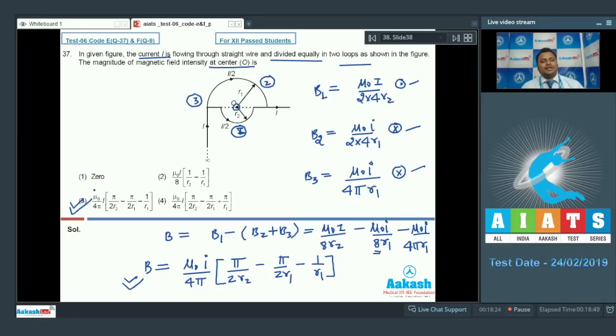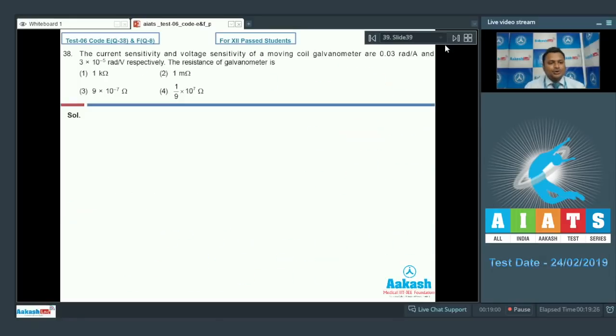Now let us proceed with the next question, that is question number 38. So here is question number 38. The current sensitivity and voltage sensitivity of a moving coil galvanometer are 0.3 radian per ampere and 3 into 10 to the power minus 5 radian per volt respectively. The resistance of the galvanometer will be what?